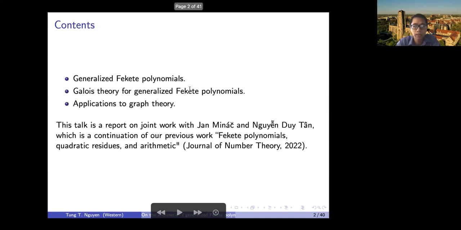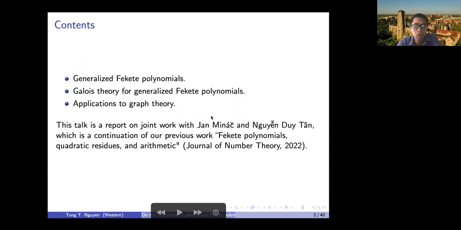So here's the plan of my talk. So first of all, I will talk about what it means to be a generalized Fekete polynomials. And then I will discuss some Galois theory for those polynomials, very exciting part. And then if time permits, I will talk about some applications in graph theories. So this is based on a joint work with Jan Minak and Nguyen.